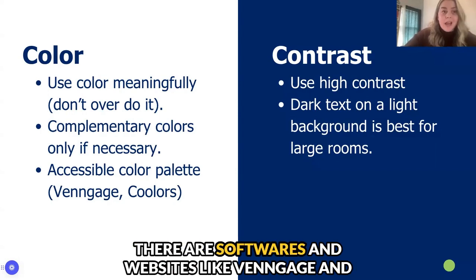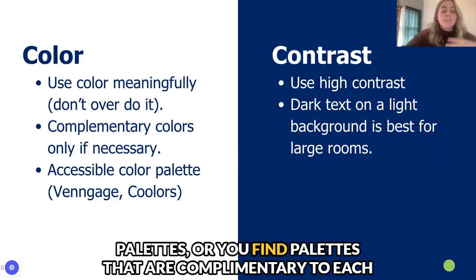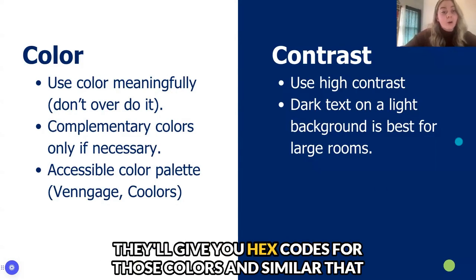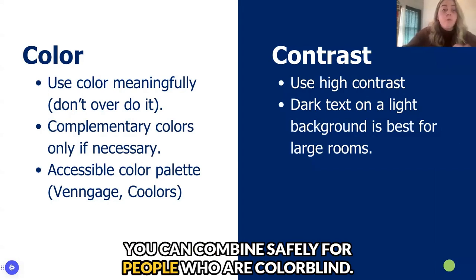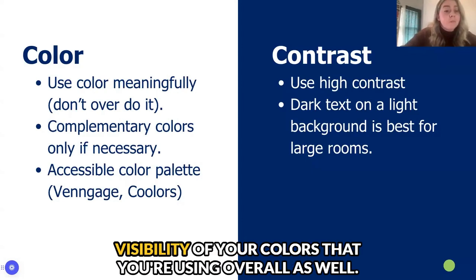There are softwares and websites like Venngage and Coolers that you can use to look, for example, colorblind palettes or find palettes that are complementary to each other and are easy on the eye. They'll give you hex codes for those colors and similar that you can combine safely for people who are colorblind, also to just increase the accessibility and general visibility of your colors that you're using overall as well.